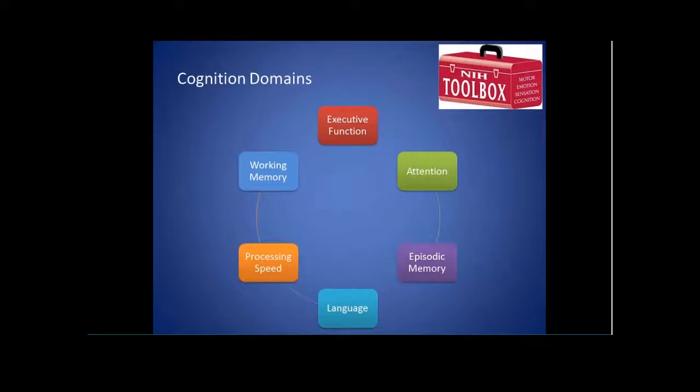The cognition domain includes 6 areas of measurement: executive function, attention, episodic memory, language, processing speed, and working memory. And unlike the assessment of cognition in NeuroQual and PROMIS, which were perceptions of one's cognitive function, these are proctor-administered objective tests, so specific tests evaluating one's working memory, for example, rather than a self-report of one's experience of remembering.